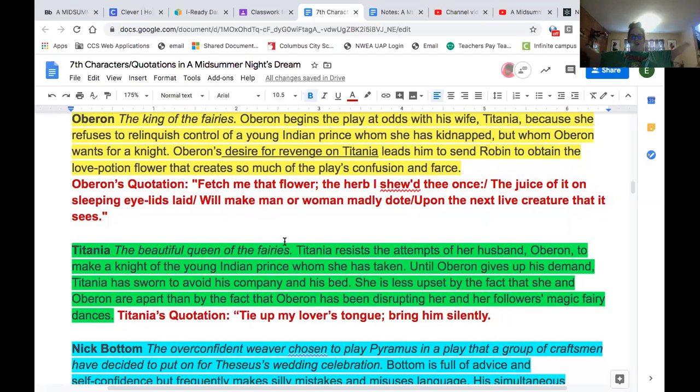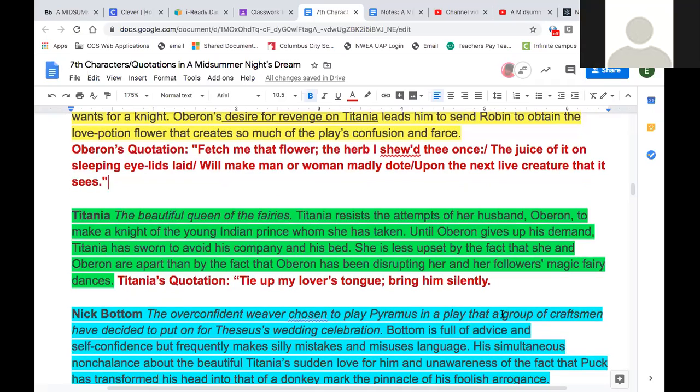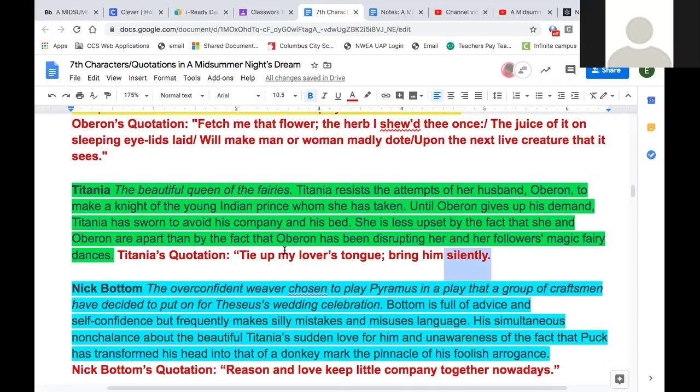The beautiful queen of the fairies, Titania, resists the attempts of her husband Oberon to make a knight of the young prince he is taken with. Until Oberon gives up his demand, Titania has sworn to avoid his company and his bed. She is less upset by the fact that she and Oberon are apart than by the fact that Oberon has been disrupting her and her followers' magic fairy game. And then she says, tie up my lover's tongue, bring him silently. So she doesn't want to.